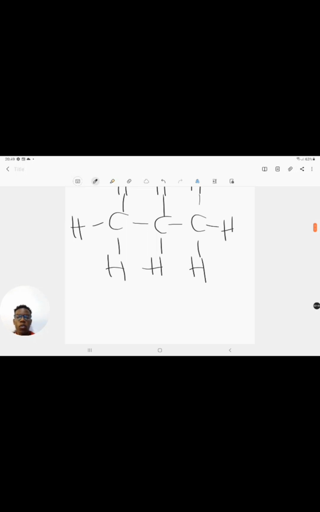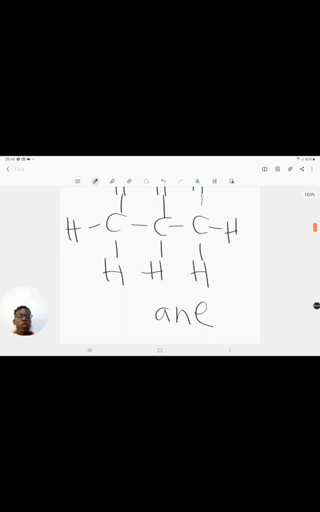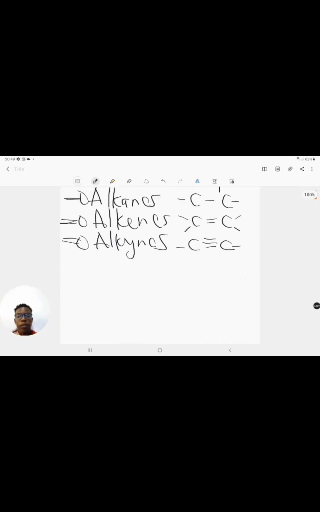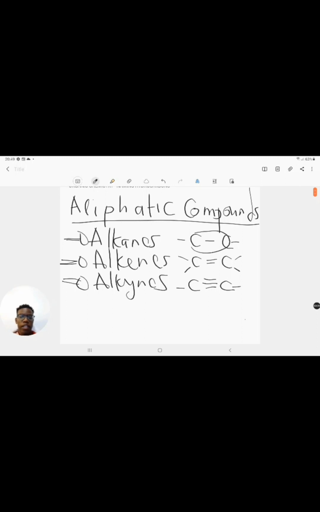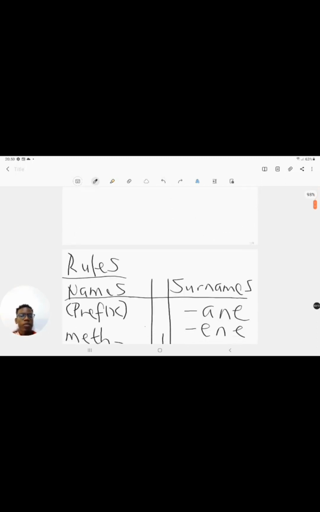All we have to do is look at the types of bonds between all adjacent carbon atoms, and we see that all the bonds here are single bonds. So this is an alkane, so the last part of the name is ane, because it has a single bond between all adjacent carbon atoms. If you go back to the first sheet, you'll see that single bond is alkanes. Therefore, the last part is ane.